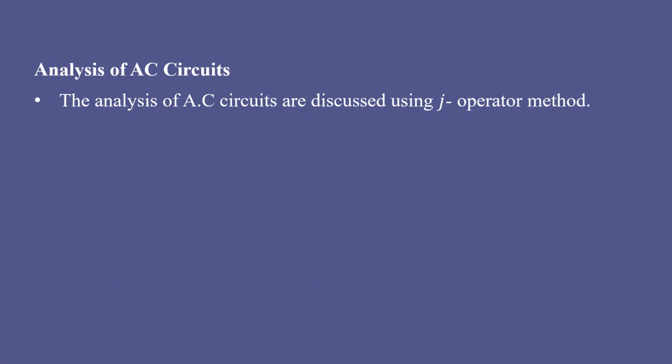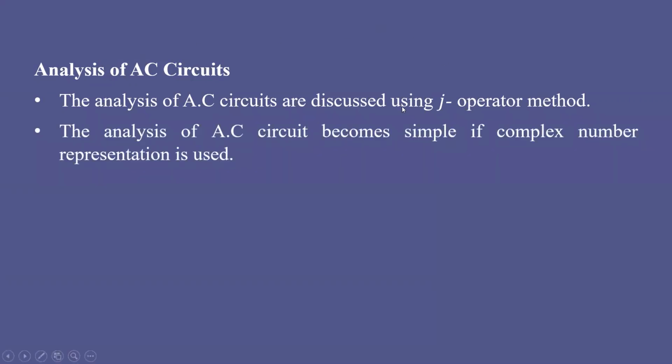In this chapter, the analysis of AC circuits is discussed using the J operator method, where J is called a complex number. I will introduce the J operator method today. The analysis of AC circuit becomes simple if complex number representation is used. Instead of using the sine wave representation, we'll make use of complex number representation for the AC, which is called the J operator method, where J is a complex operator.